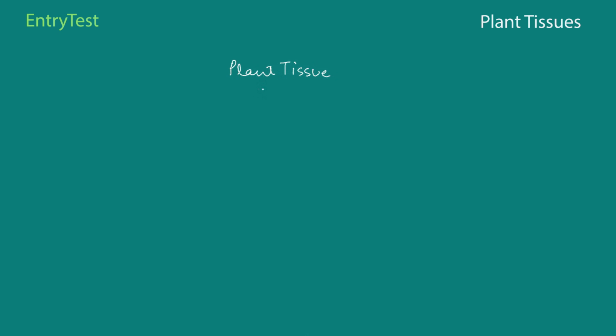So as you might be knowing, tissue is nothing but a group of cells that have a common origin and perform a similar function. Now tissues in plants are of two types. One is known as meristematic tissue and the other one is known as permanent tissue.